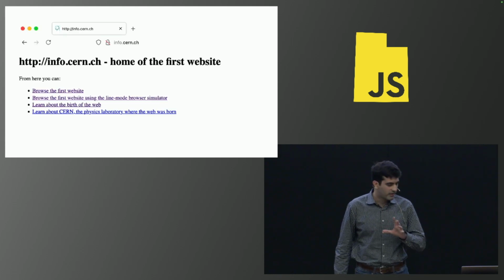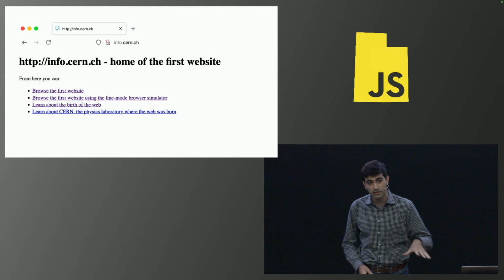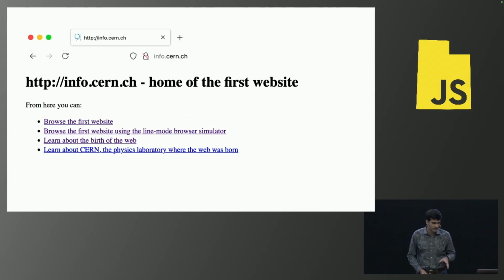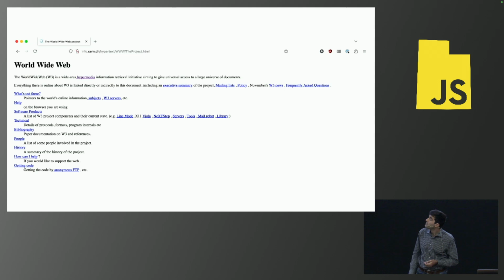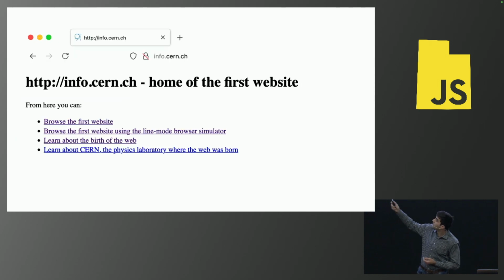Now, Tim was working at CERN, which is a research laboratory in Switzerland. And CERN today has the first website that was ever created on their own website that you can access. So if you click on Browse the First Website, you'll see something that looks like this. And this was, I think, published to the world in 1993. And it's got a couple links like explaining what is a website and how to use it and what it might be useful for.